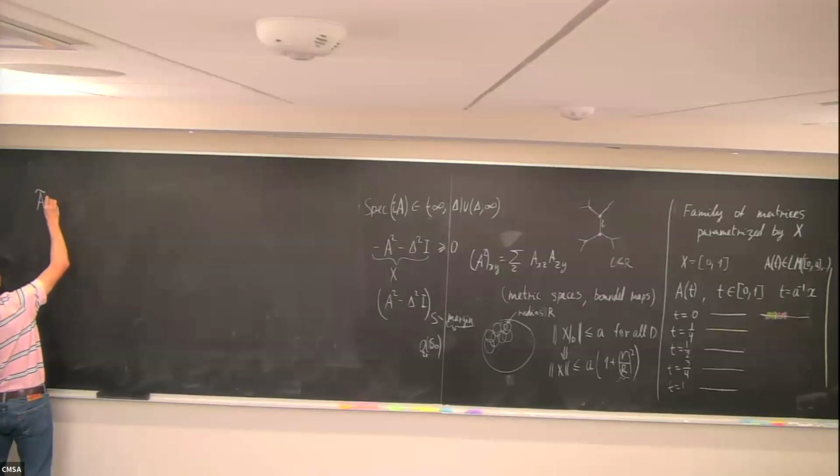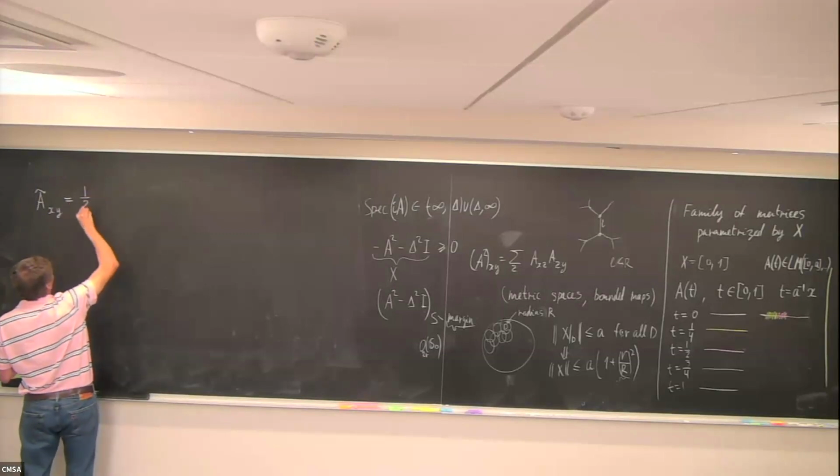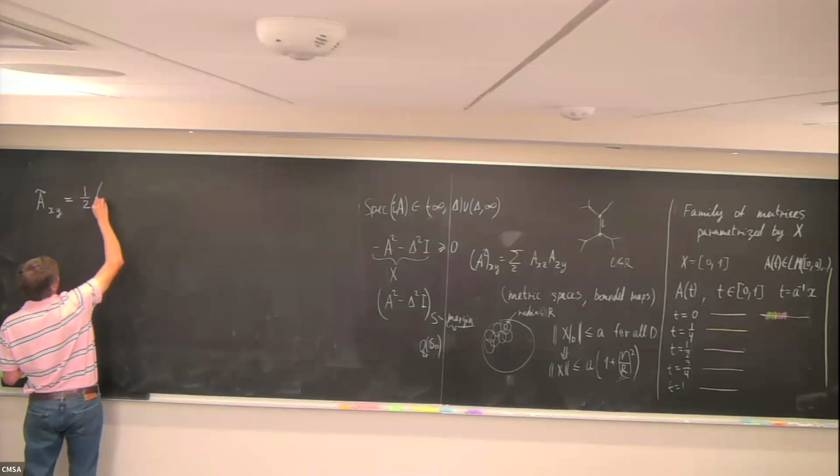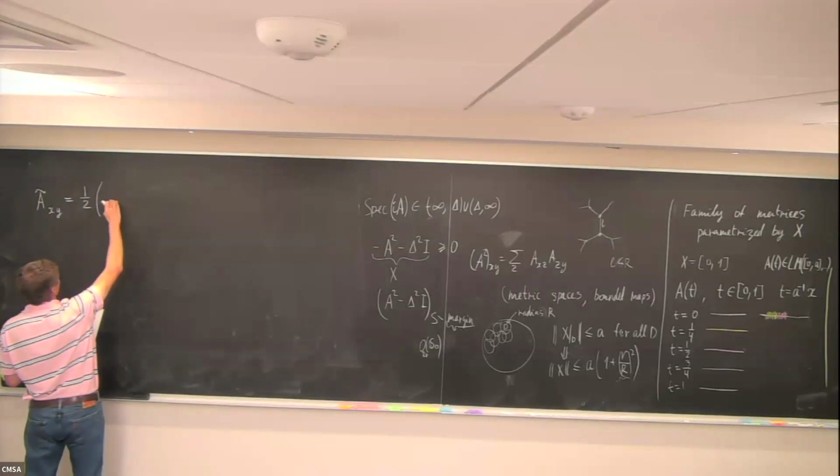A tilde, with matrix elements X, Y equal to 1/2. This is to preserve anti-symmetry. Conceptually, you can look at just the first term.